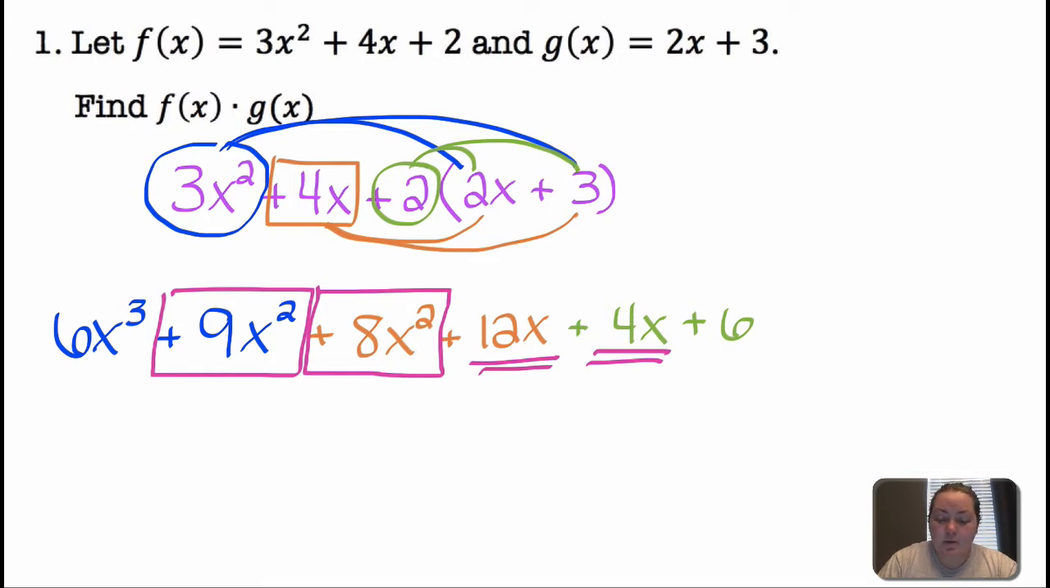to combine those together. So I have 6x to the third, and then I have 9x squared plus 8x squared, which will give me 17x squared. Then I have a 12x plus 4x, which will give me 16x. And then I have the 6. I don't have anything to combine that with, so I'll just bring that down.